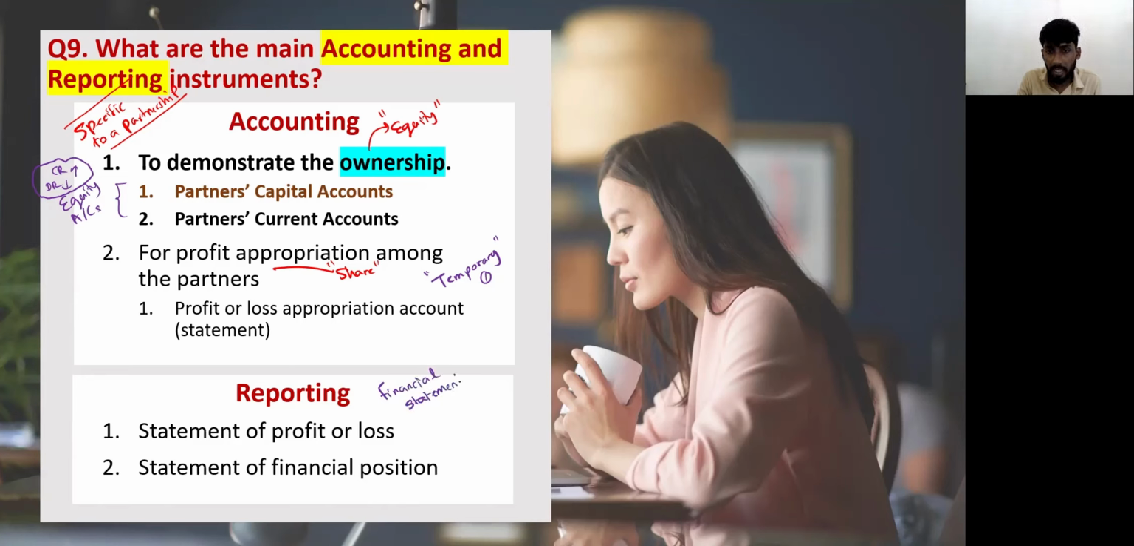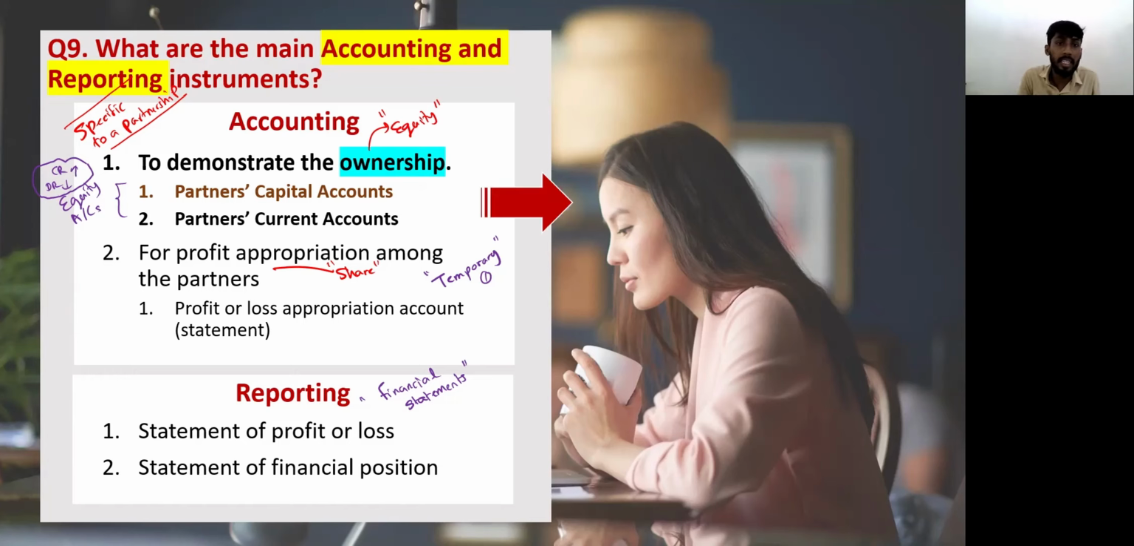Reporting purpose, financial statements. When it comes to the financial statements, we have the statement of profit or loss and the statement of financial position. Those are the two key financial statements prepared by a partnership also. Now clear. So, accounting and reporting.